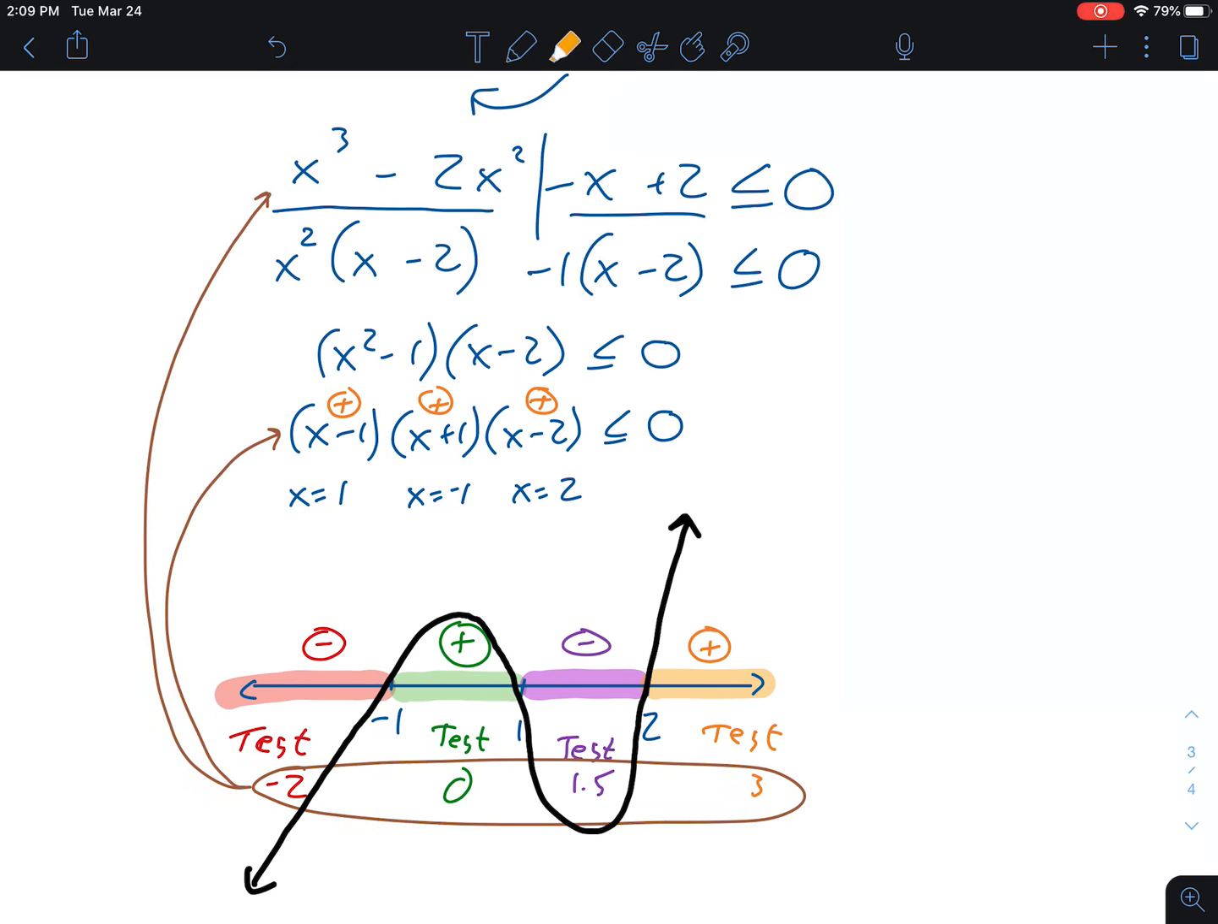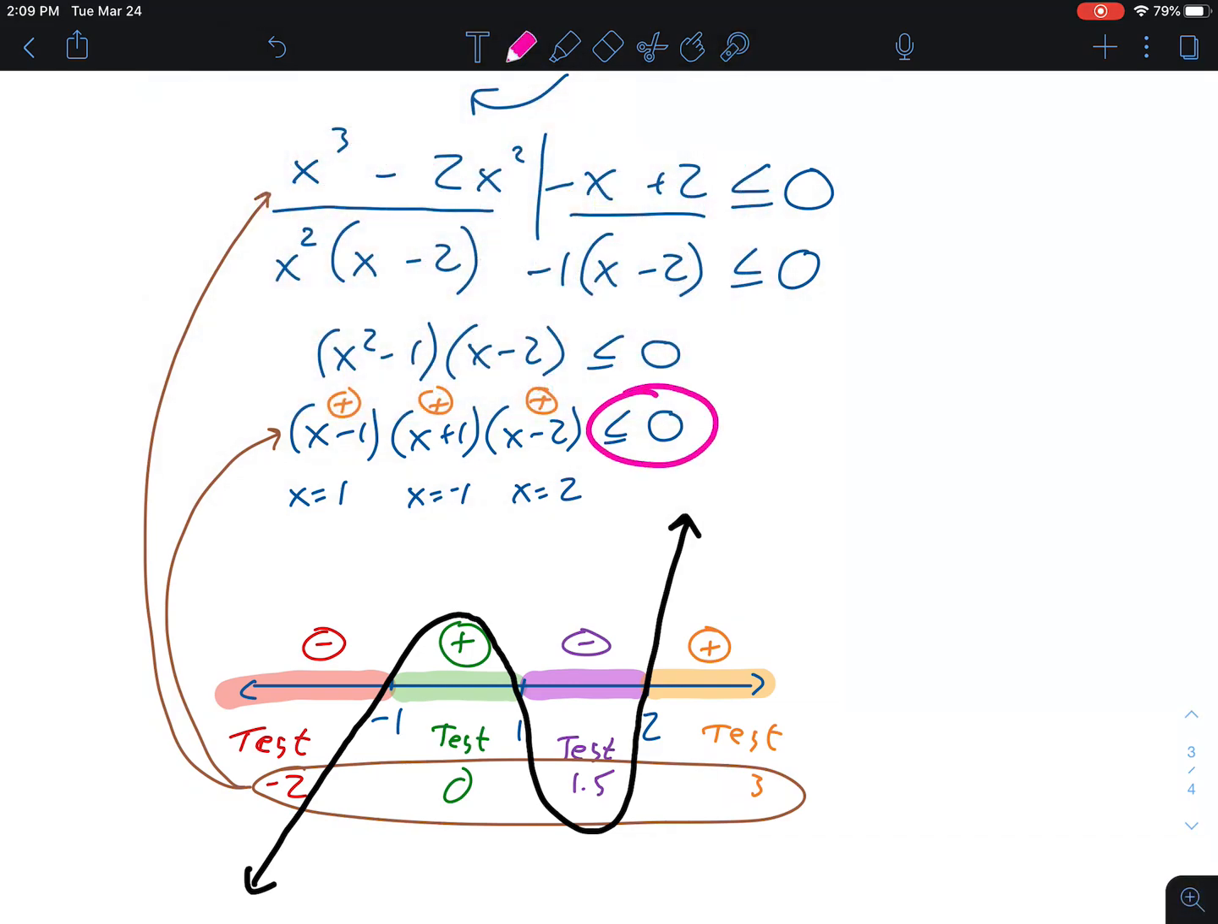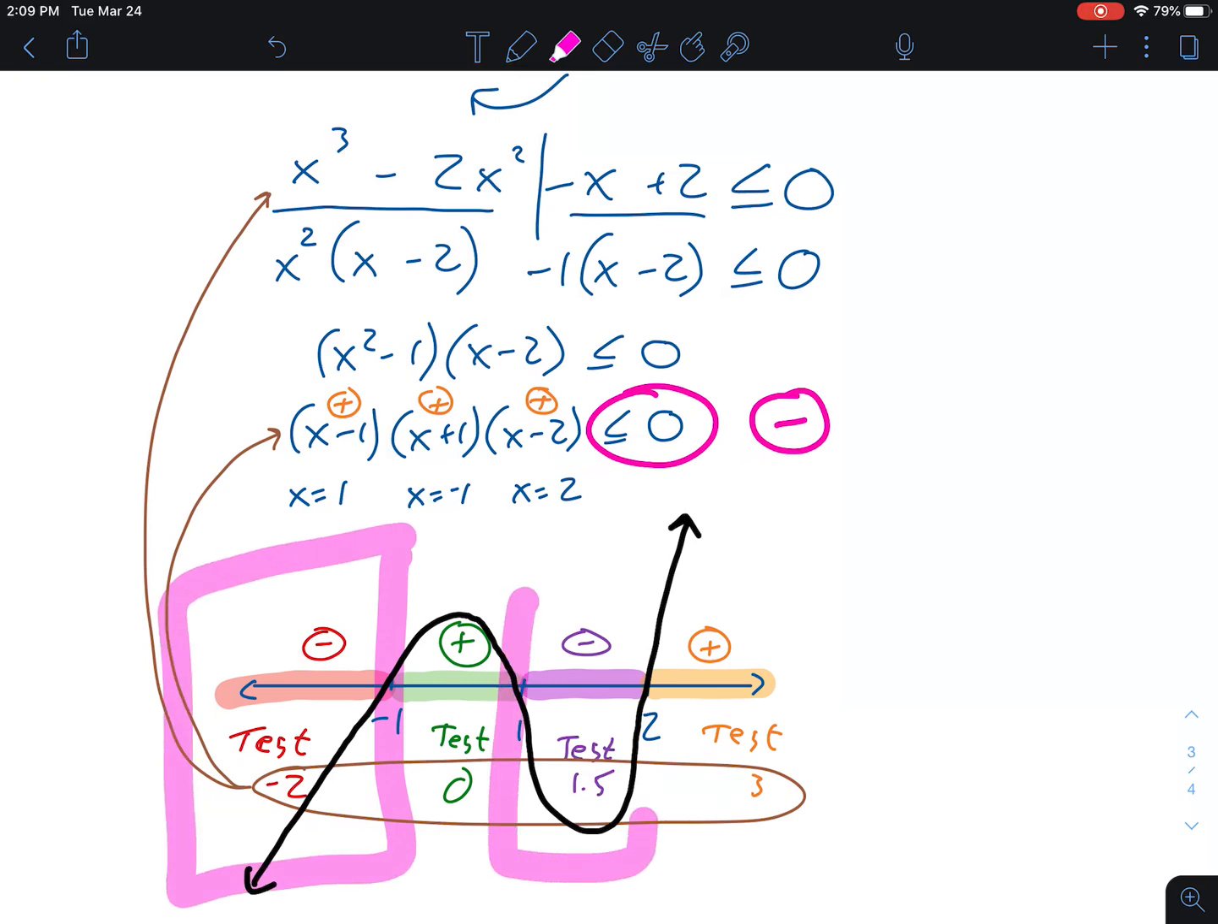Okay, so I'm negative or below the x-axis in this range up until -1. I'm negative from 1 to 2, and the areas where I'm positive are between -1 and 1, and 2 and greater. Let's see what I'm looking for here. I'm looking for where am I less than or equal, so in other words, negative. Well, I was negative here, and I'm negative here.